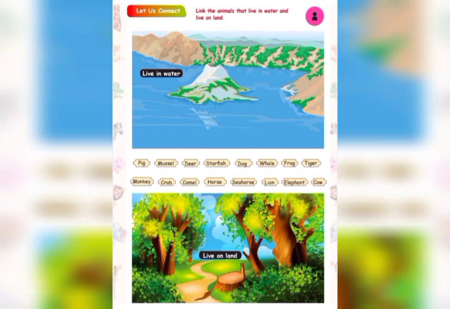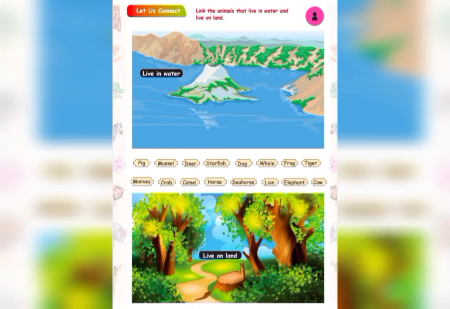Children, now we are going to do a book activity on page number 74. See children, here link the animals that live in water and live on land. Here they have given two habitats, water habitats and land habitats. And also they have given some animal names. Now we have to connect them correctly. First, see what is this?